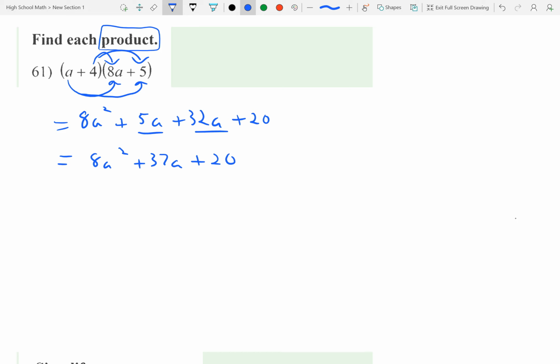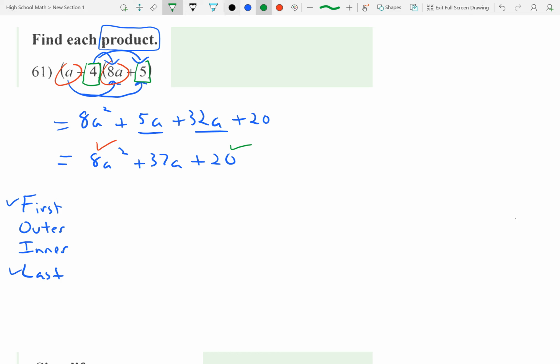When you're multiplying two binomials together, often you can use the acronym FOIL as assistance. First, outer, inner, last. In this first and last, you can easily identify the first two. A times 8a is 8a squared, immediately observable. The last two, 4 times 5, 20, immediately observable.